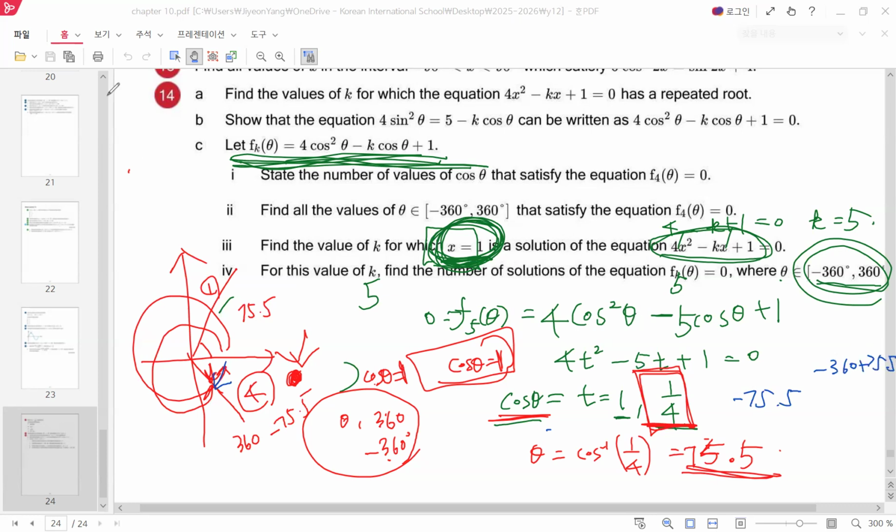So in total, it will be 7 solutions. Yes, because there's no negative 0. But there is negative 360.